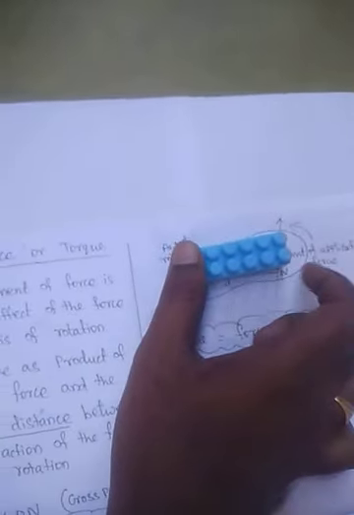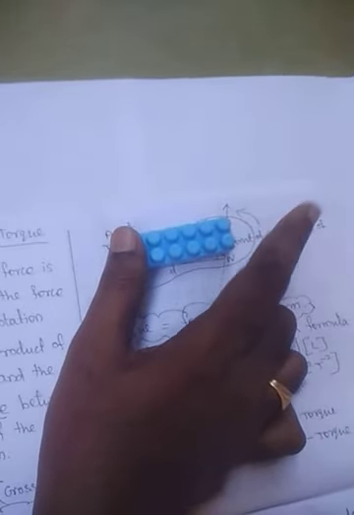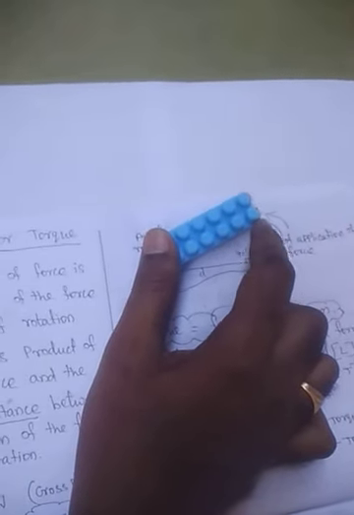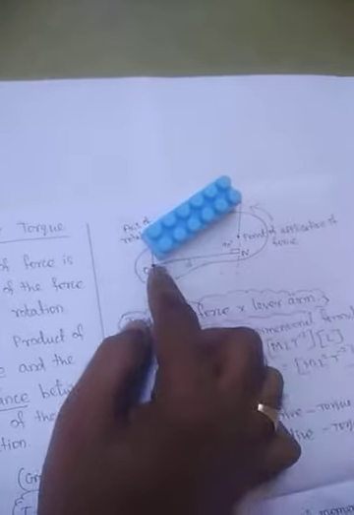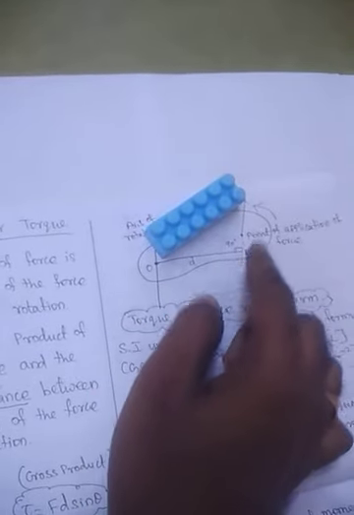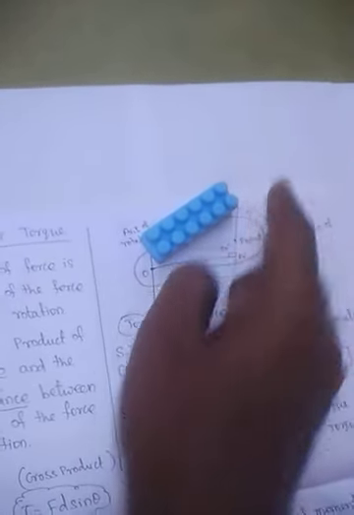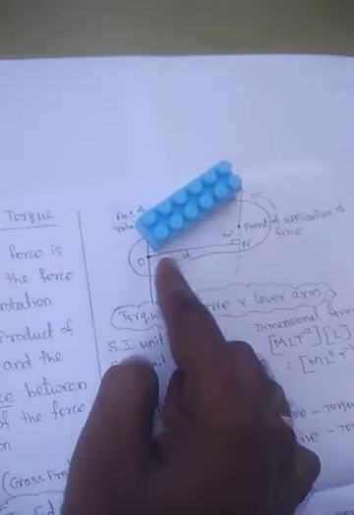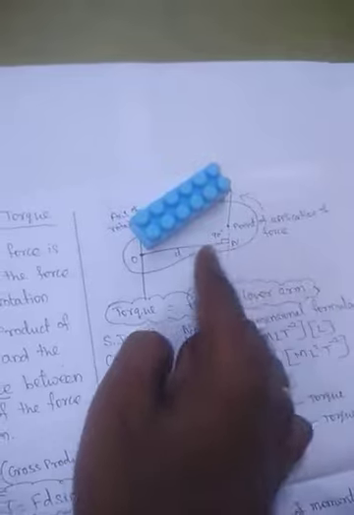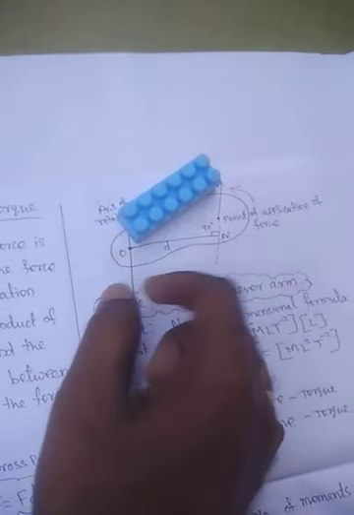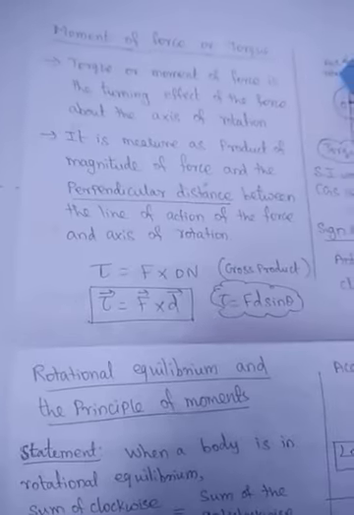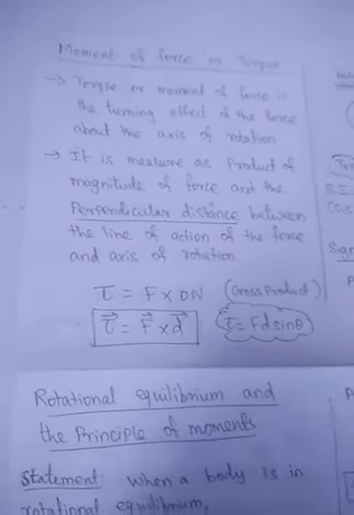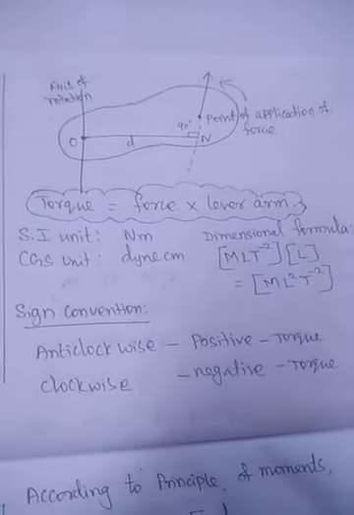If you apply the force, what will happen? The force is applied in this direction, with my hand. So this is the point of application. There is a perpendicular distance between this force application and the axis of rotation. That is called D. So if you apply the force F and the perpendicular distance, both are multiplied, that is called torque. So the torque, very simply we can say, is force into lever arm.